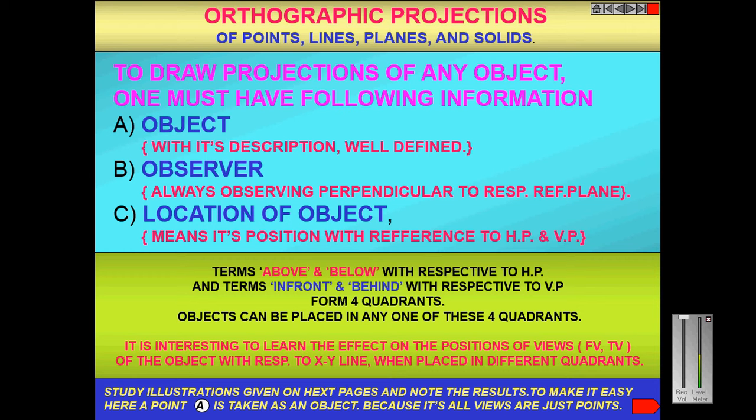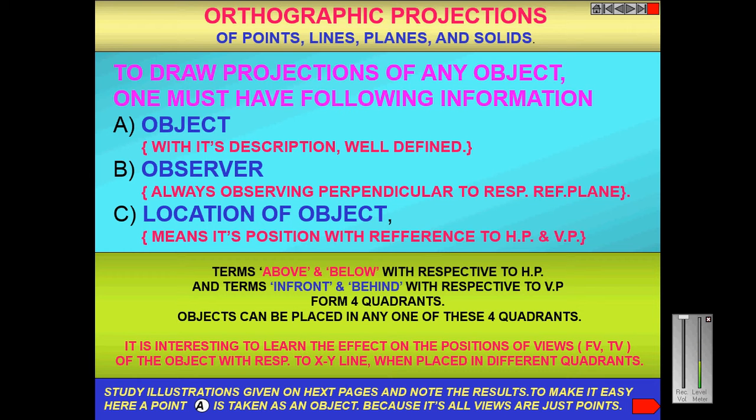Number 1, the object, number 2, the observer, and number 3, the location of the object. So these three are the important things with respect to the orthographic projections of any object. The object is actually anything. If it is a point, a line, a plane, a solid, a car, a rocket engine, a space shuttle, a building, etc., anything. The object is with its description, and the object is well defined.